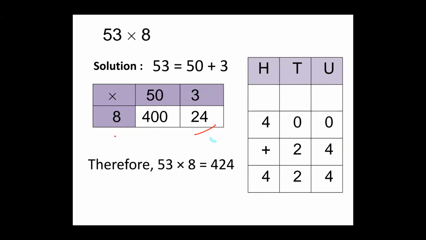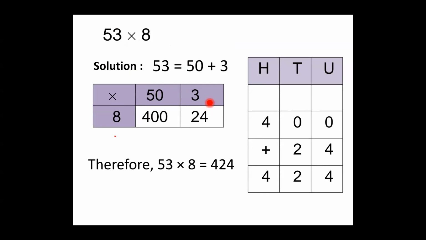Now here you can see the number given to us is 53 multiplied by 8. Can you see 53 multiplied by 8? So first we will write the expanded form of 53. The expanded form of 53 is 50 plus 3. Then draw a table in which we are going to place the expanded number, that is 50 plus 3. So 50 in one column and 3 in the second column.